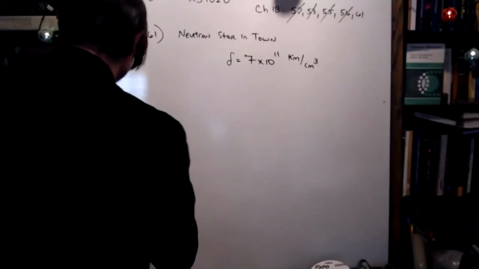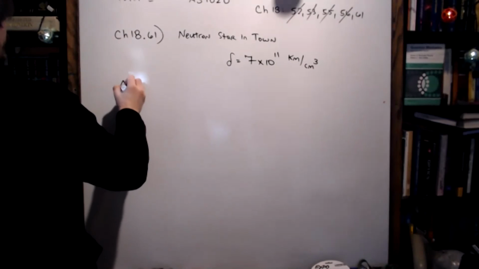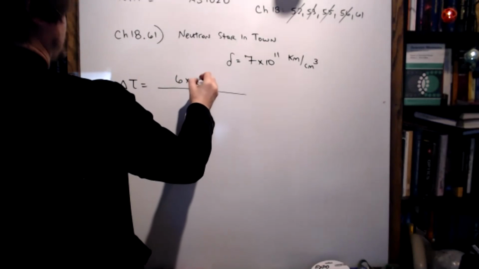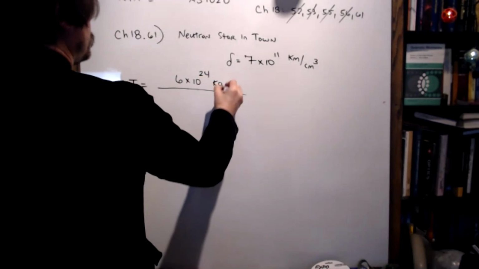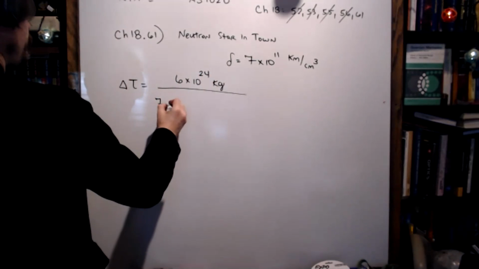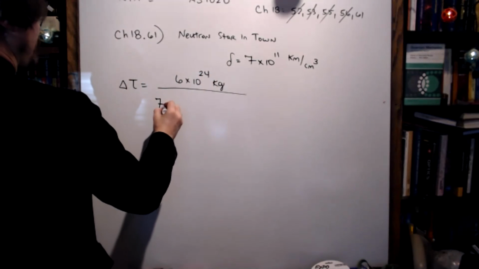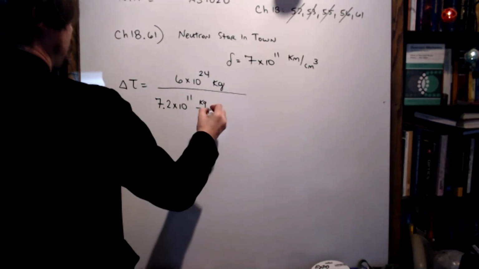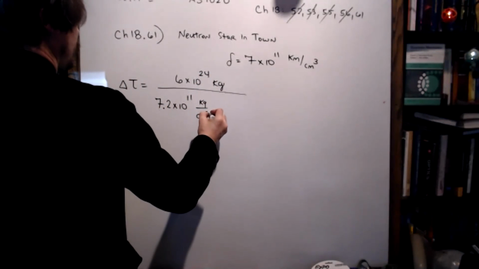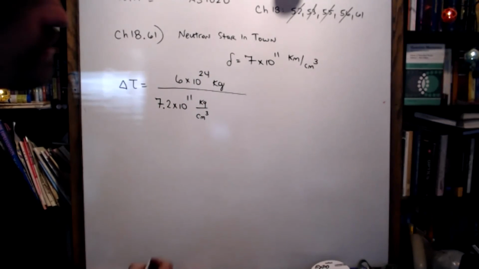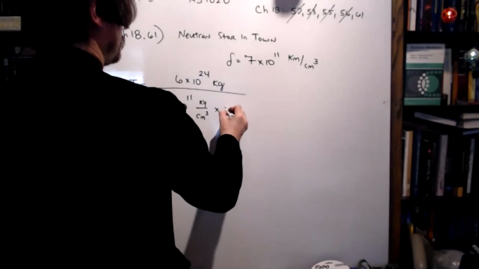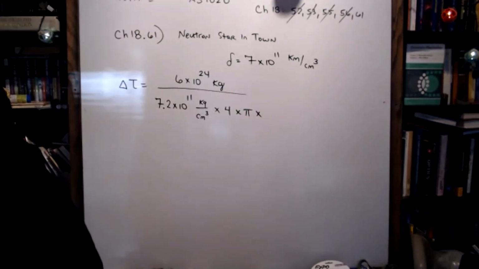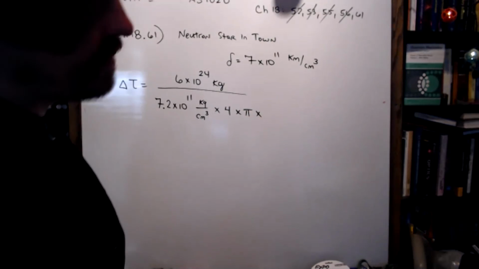Therefore, the thickness of my shell will be the mass of Earth, 6 times 10 to the 24 kilograms, divided by 7.2 times 10 to the 11 kilograms per cubic centimeter times 4 times pi. Hey, what's the conversion from centimeters to kilometers?